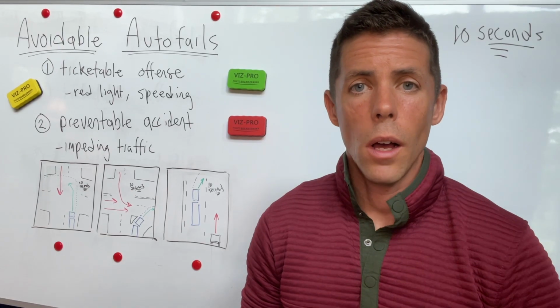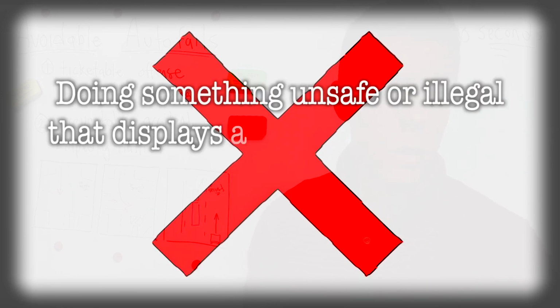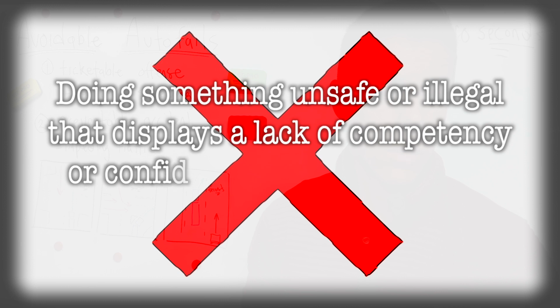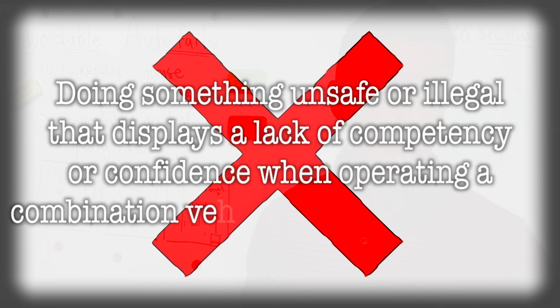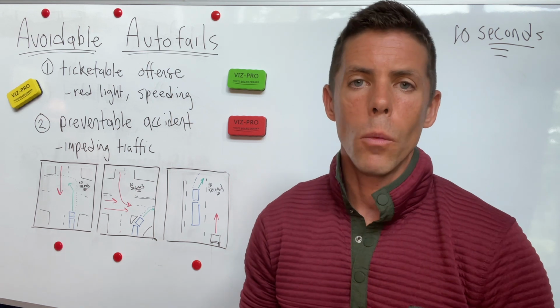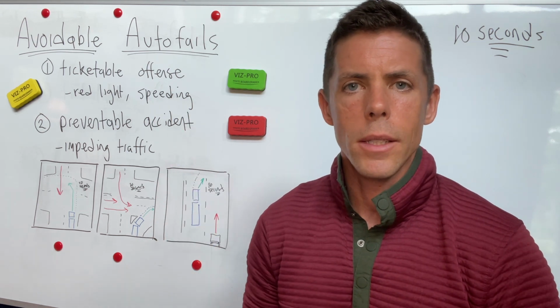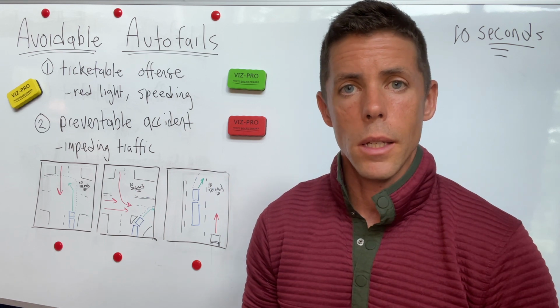So what is an auto fail and how do I get them? An auto fail is essentially doing something unsafe or illegal that displays a lack of competence when operating a combination vehicle that stops the test. So what are the 2 most common that we end up seeing? Ticketable offenses and preventable accidents. So what do we mean by these? Let's get a little bit further into those.